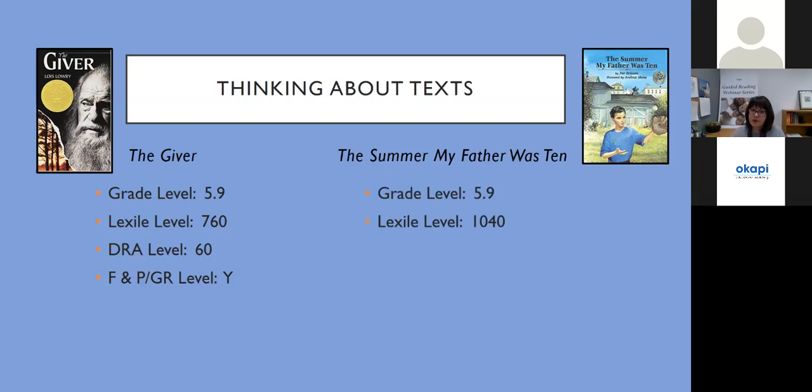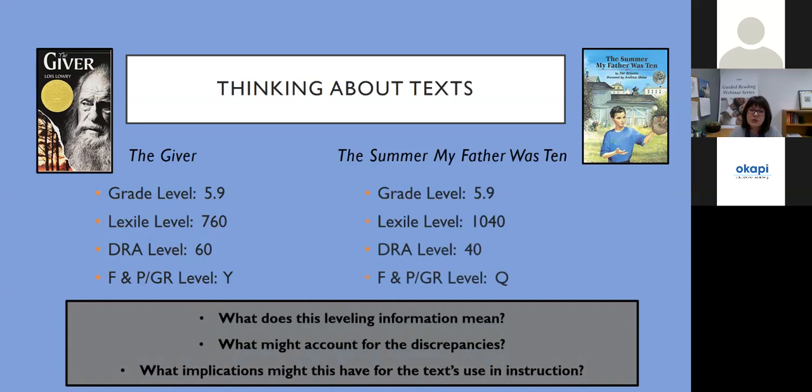The Lexile level, however, is considered to be much more complex than The Giver. The DRA level is showing as 4th grade, and the Fountas and Pinnell level is shown as a Q, which would be considered around 4th grade level. So the questions that this brought up for me was, what does all that leveling information mean? And what might account for the discrepancies? Not only the discrepancies of what you see for a particular book, but also discrepancies between these two particular texts that are there. And what are implications that might arise when you think about using that text in the classroom?